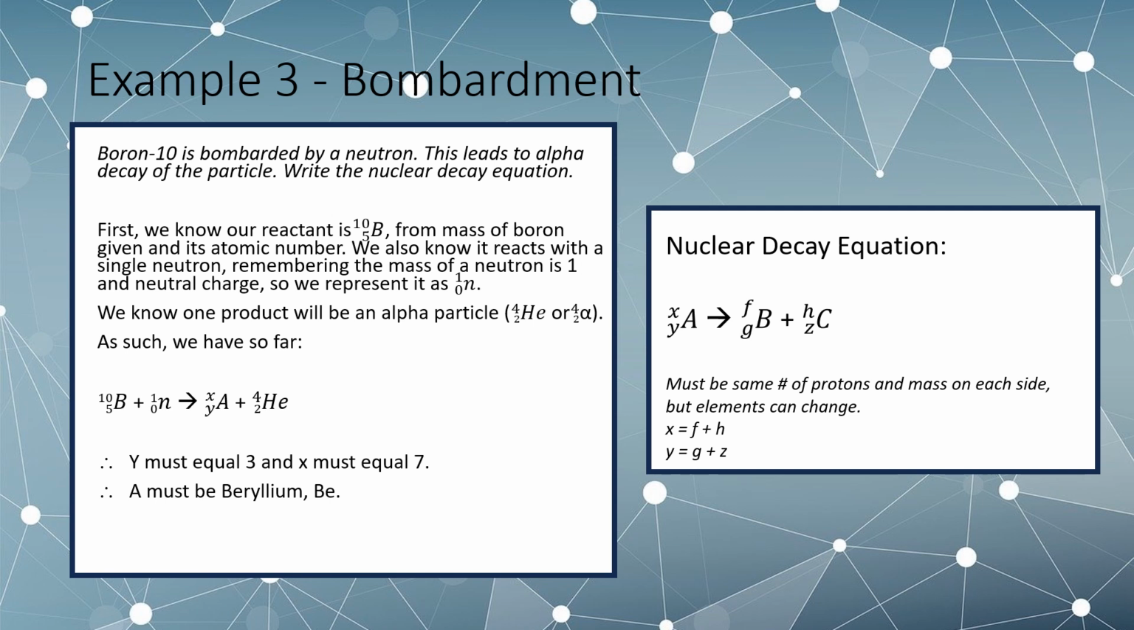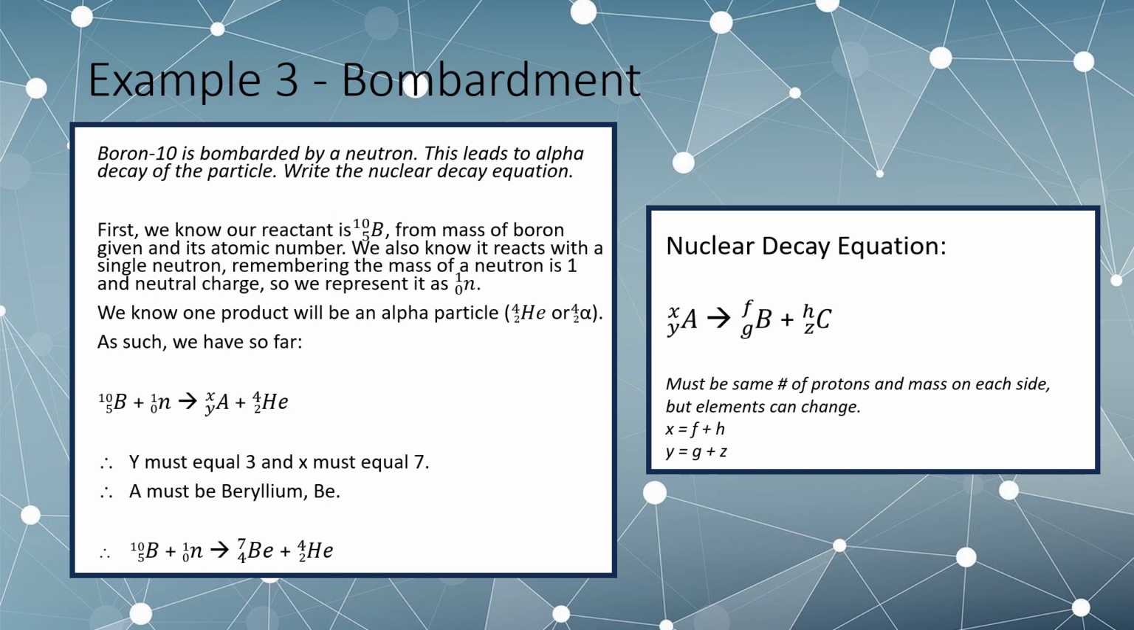Writing this equation now fully out, we have 10,5B, or boron 10, plus a neutron, 1,0,n, gives us beryllium 7, or Be, plus 4,2 helium, or that alpha particle.